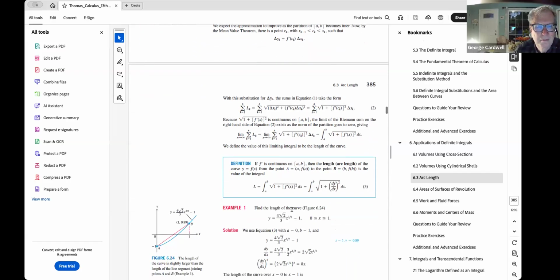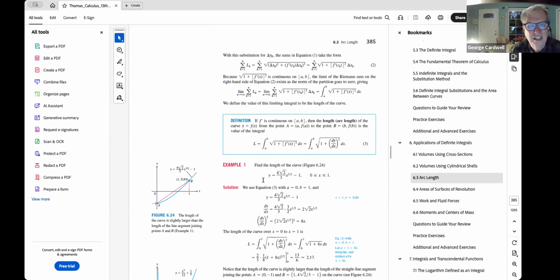Here's your formula. So the formula reads, definition: if f prime is continuous on [a, b], then the arc length of the function y equals f of x from the point a, f of a, to the point b, f of b, is given by this integral. L equals the integral from a to b of the square root of 1 plus f prime x squared dx. And f prime x you can also write as dy dx. Okay.